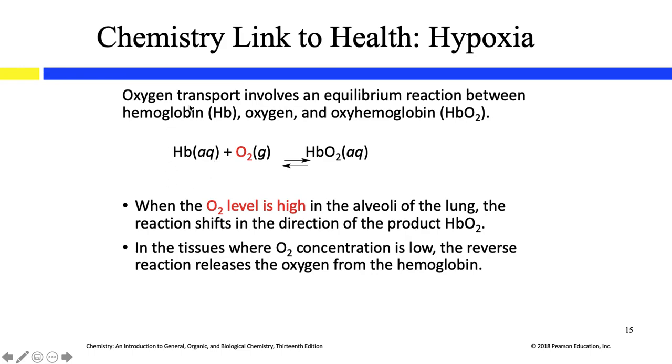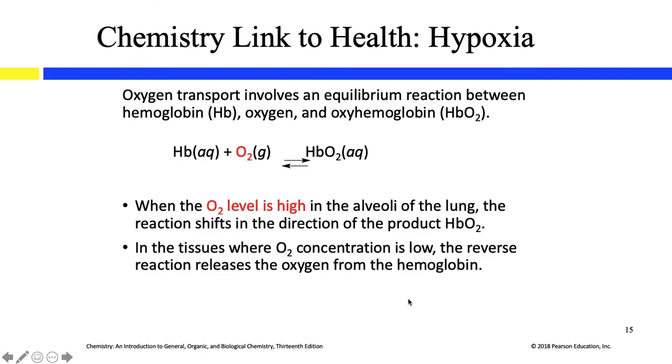Once hemoglobin makes its way back to the lungs, the oxygen level is high, so to get rid of the extra oxygen, it binds to hemoglobin to form oxyhemoglobin, and then it gets transported back to the tissue, back and forth, back and forth. So you can see why Le Chatelier's principle is so important to our bodies. This is a practical example of how Le Chatelier's principle shows us which direction the reaction is going to proceed.